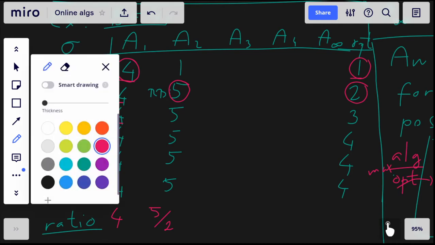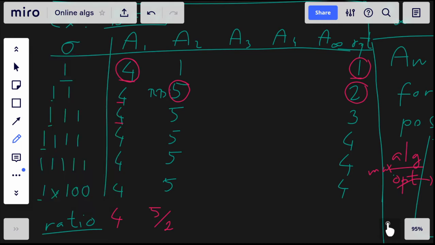This already shows that for b equals 4, A2 is considered a better algorithm than A1 because it has a smaller competitive ratio. In each possible scenario, it will spend at most 2.5 times more money than strictly necessary, while A1 can end up spending 4 times more money. That's how it's measured.